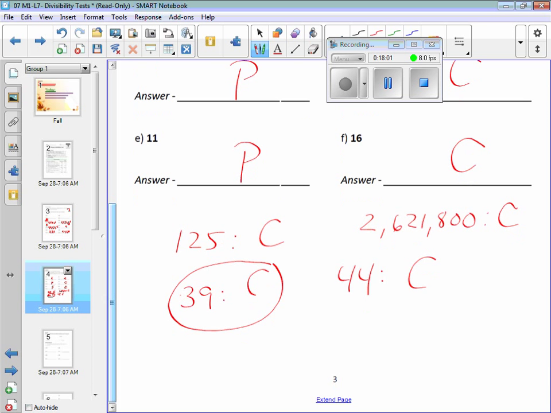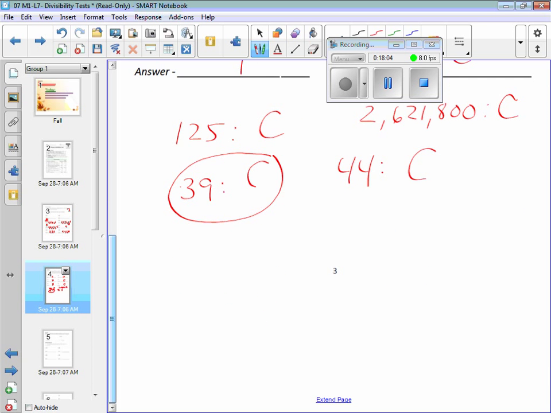Couple more. Mr. Alessi, do 91. How do you say composite? How do you say prime? Let's go through the rules. Will 2 work? No. 3? 4? 5? 6? 7? Oh yeah, we skipped 7. Or do we skip 7?